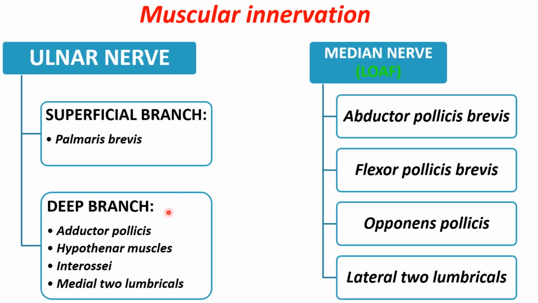For the median nerve, we have the mnemonic LOAF to help us recall the muscles that are innervated by it. The L stands for the lateral 2 lumbricals, which are supplied by the median nerve, and then the rest are muscles in the Thenar eminence, which are the Abductor pollicis brevis, Flexor pollicis brevis, and Opponens pollicis.